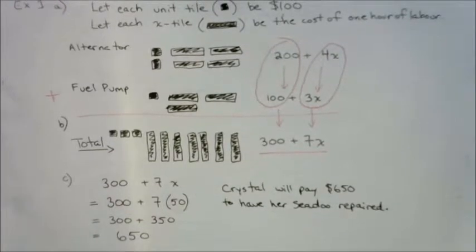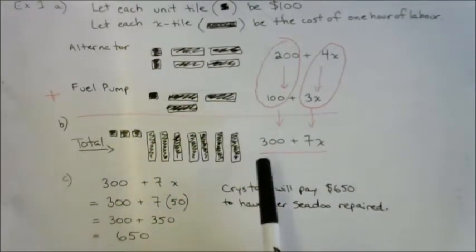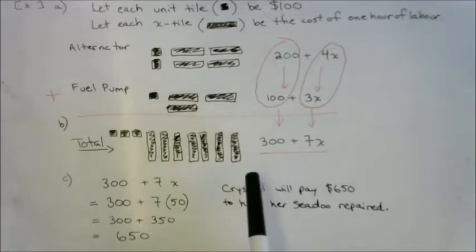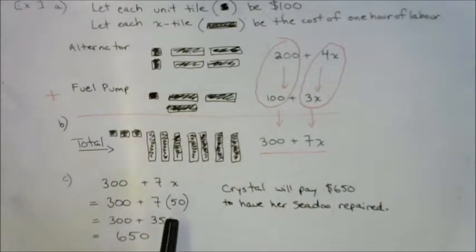Alright, we used algebra tiles, a concrete material you can move around with your hands, to model the situation. Then we drew it out, and we added it up by grouping like terms to create an algebraic expression that would represent the total cost of repairs. And then we were told that labor was $50 an hour, so we subbed that in and solved to see that Crystal will pay $650.